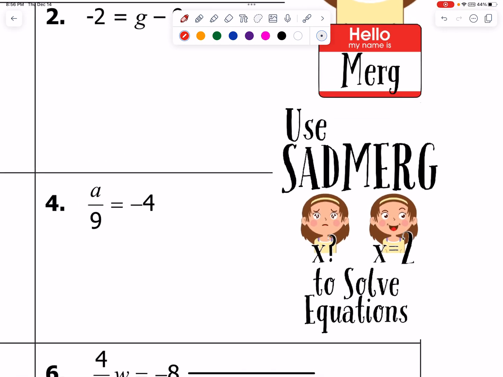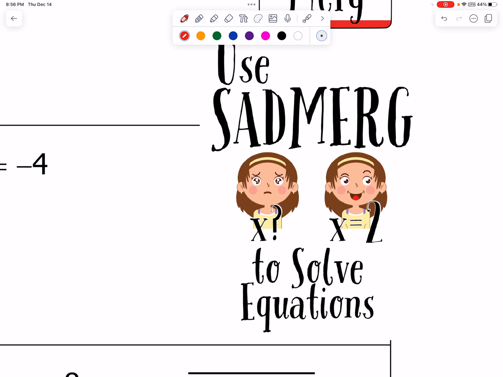So basically, Merg, if you look at this acronym backwards, it says GERMDOS. And so we have our GERMDOS, and backwards, we have our SADMERG, okay? So we have GERMDOS when we're solving an equation or an expression, but when we have variables, we're going to work backwards, and we have SADMERG.